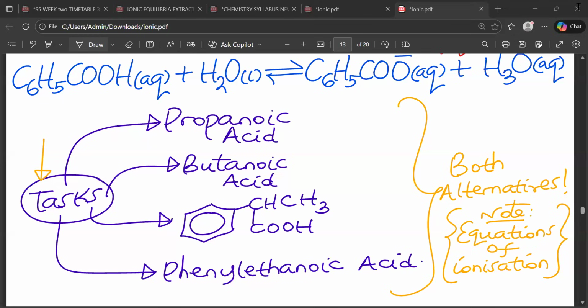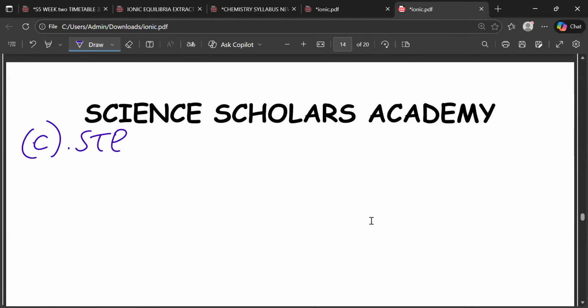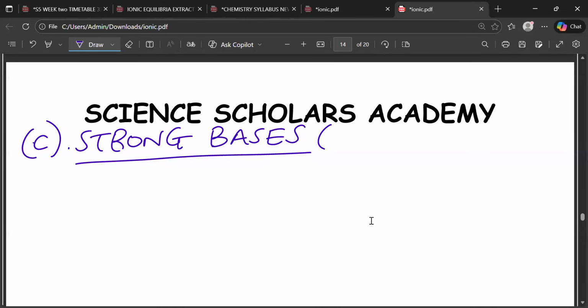And bases have one alternative. They are not like acids. Let's do bases. So part C. Let's do the strong bases. Remember, the strong bases are 2. That means I'm going to do only one, you do the other. Because these ones are also strong, you shouldn't forget to use full arrows.